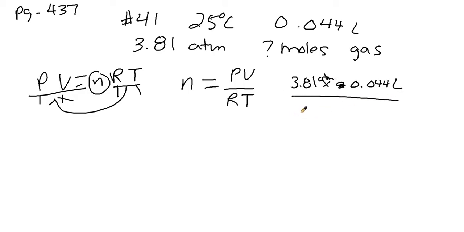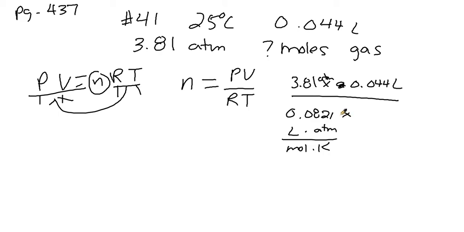Now, because we have atm, we're going to use the constant of 0.0821, and this is liters times atm over moles over Kelvin. And I know these are annoying to write out, these labels, but trust me, you're going to want to. Otherwise, nothing's going to go right.